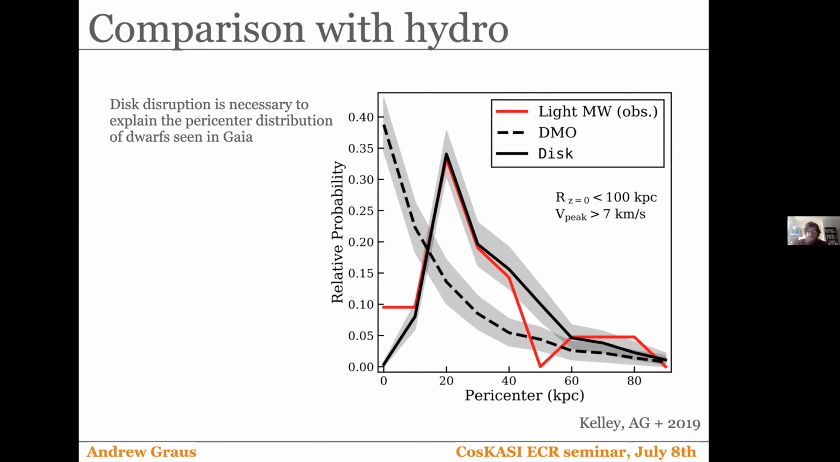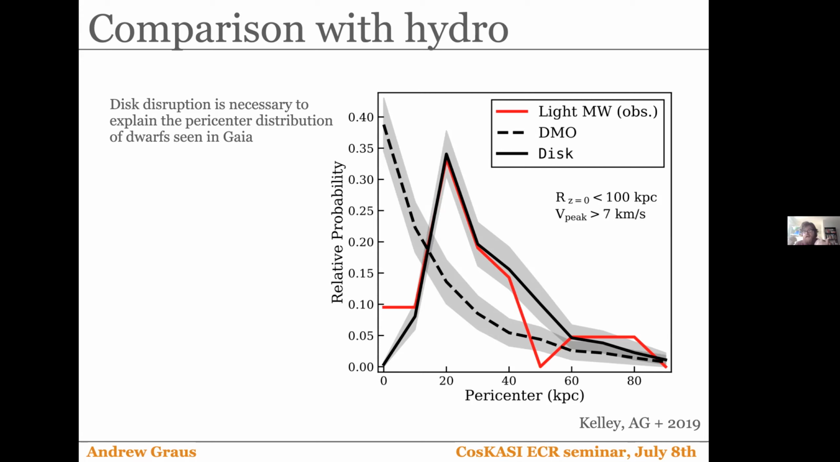So that solid black line is the pericenter distribution from our disk simulations. And like we were seeing before, you don't really see subhalos within about 20 kiloparsecs. Any subhalo that has an orbit that takes it within 20 kiloparsecs is disrupted on a very short timescale, as we'll see in a little bit.